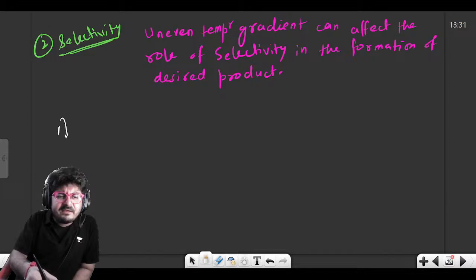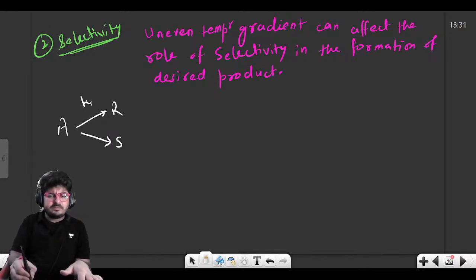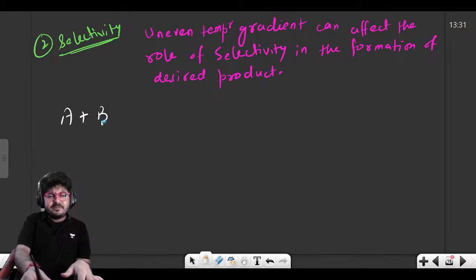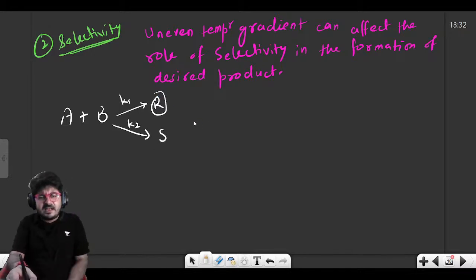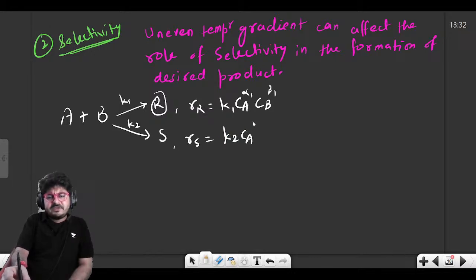How you know that already? Suppose we have a parallel reaction: A plus B gives R having rate constant K1, and A plus B gives S having rate constant K2, where R is the desired product and S is the undesired product. So rate of R is equal to, suppose, K1 Ca power alpha 1, Cb power beta 1, and rate of S is equal to, suppose, K2 Ca power alpha 2 and Cb power beta 2.